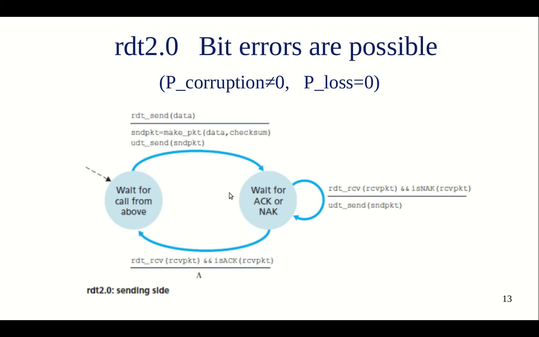Okay, so what happens is the sender sends some data and it waits for an ACK or a NAC. If it gets a NAC, it resends the packet. If it gets an ACK, then that's done and that's it. It's a very simple protocol. So let's try to implement this.